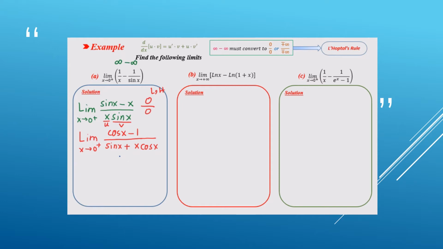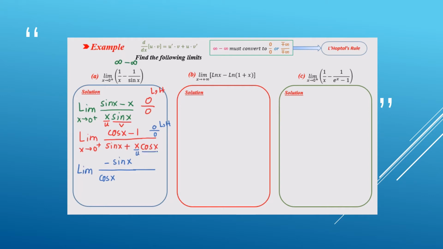Then you have to substitute x equals 0, and inside the function we have cosine 0, 1 minus 1, 0, divided by 0 plus 0 times cosine 0. Also we have 0 over 0, so you have to use L'Hopital's rule again. So you will have the limit of the derivative of the numerator divided by the derivative of the denominator. Up we have negative sine x, and down the derivative of sine x is cosine x, and here also you have to use the product rule again.